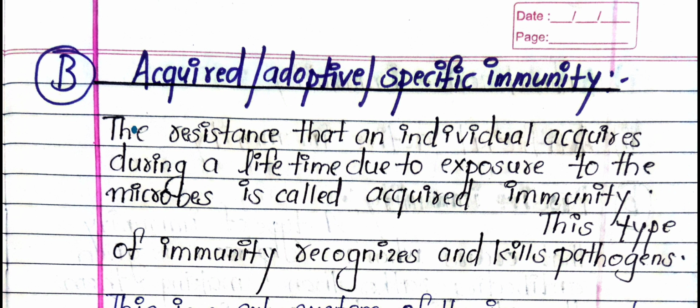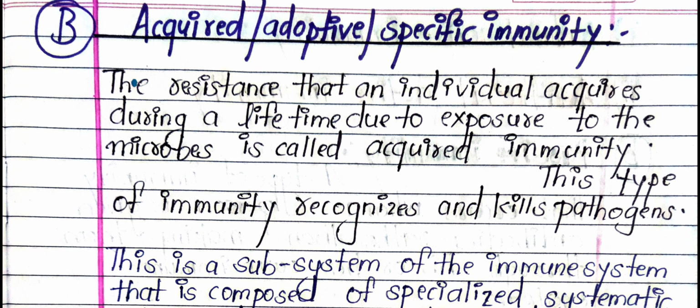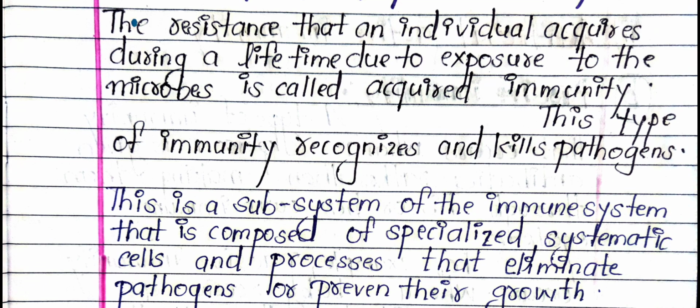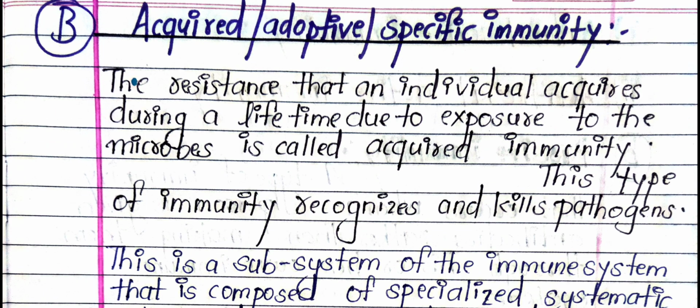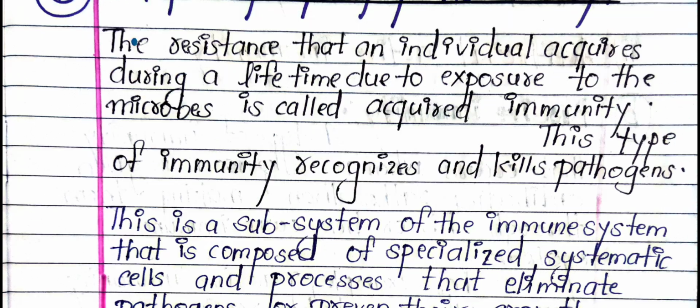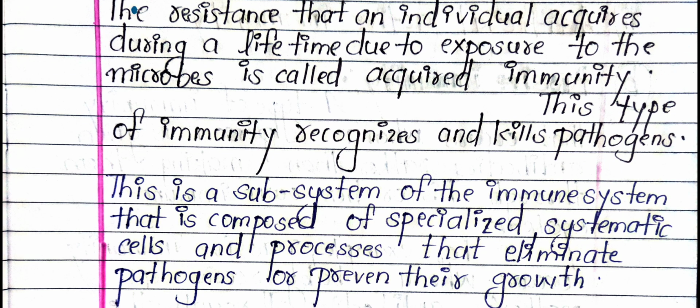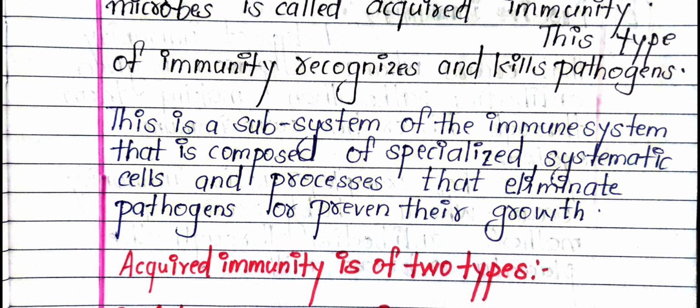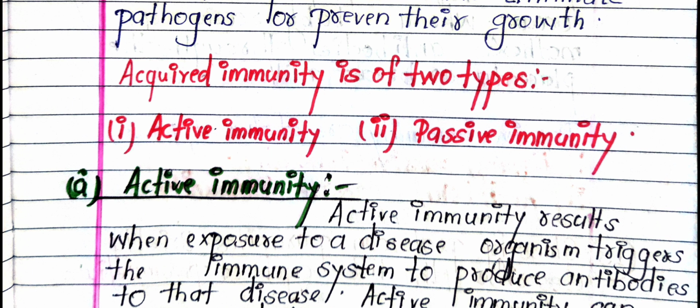After innate immunity, the second point is acquired, adaptive, specific immunity. The resistance that an individual acquires during a lifetime due to exposure to microbes is called acquired immunity. This type of immunity recognizes and kills pathogens. It is a subsystem of the immune system composed of specialized systemic cells and processes that eliminate pathogens or prevent their growth. Acquired immunity is of two types.